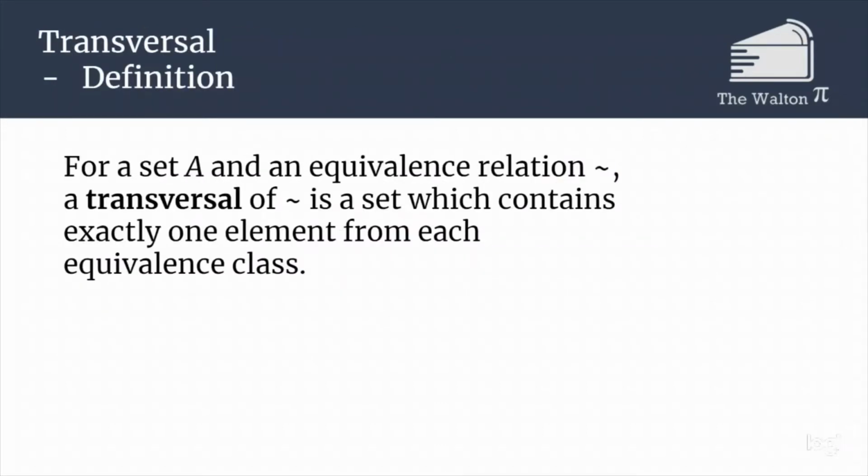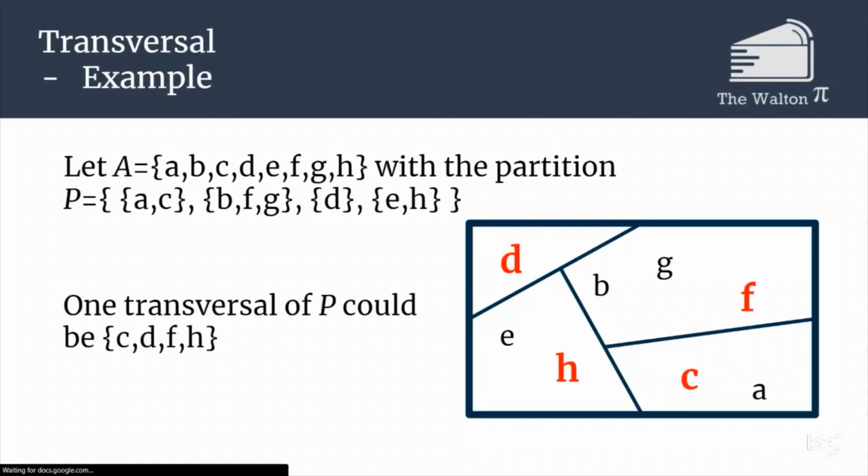The next thing we have is what's called a transversal. Once we have a partition, a transversal is a set where we take exactly one element from every single set in the partition. Or, in terms of equivalence classes, a transversal is a set which contains exactly one element from every equivalence class. So, going back to our same example, the large letters in red are one example of a transversal. The set C, D, F, H is a set that contains one element from every equivalence class from this partition.